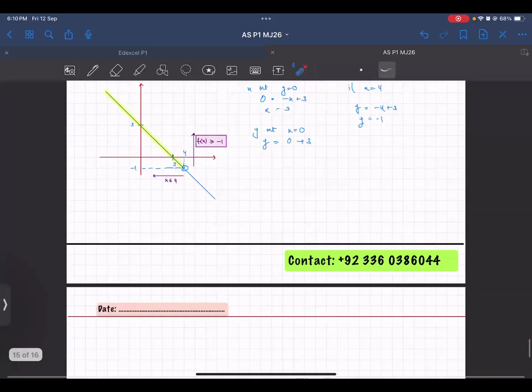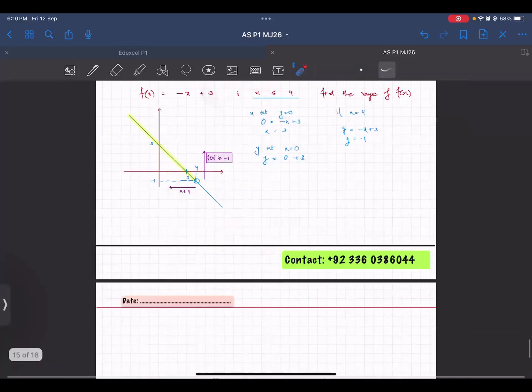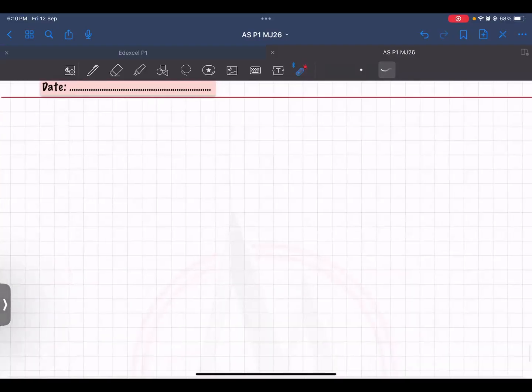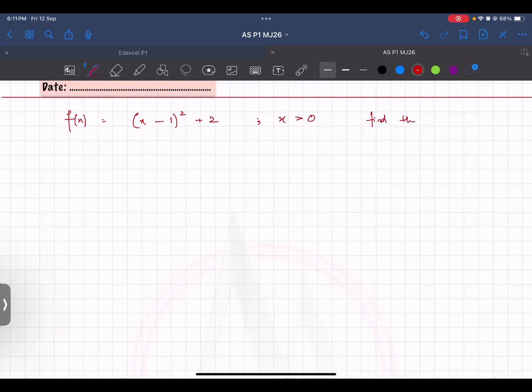Okay, now this is the easier part. When you have a straight line, it's not very difficult. What about if it is a quadratic curve? For example, they have given you f(x) equals (x minus 1) whole square plus 2, and they have given you domain x is greater than 0. So first, find the range of f.